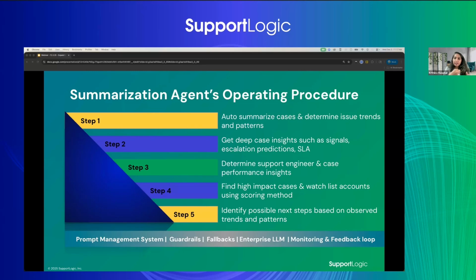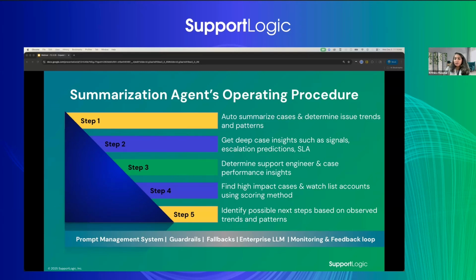Now, when we do that, we are able to understand why this case was reported, what was the underlying issue. And by looking at all of those cases pertaining to an account, we are able to determine the issues and patterns associated with an account. Likewise, we tap into all of these deep case insights that I was talking about. And in addition to that, it's not just the case insights, it's also about the agent insights. For example, what does the agent performance look like? What kind of skills they have? What does their bandwidth look like? And also the case performance insights. Now, all of this also powers the actual summarization of the account itself.